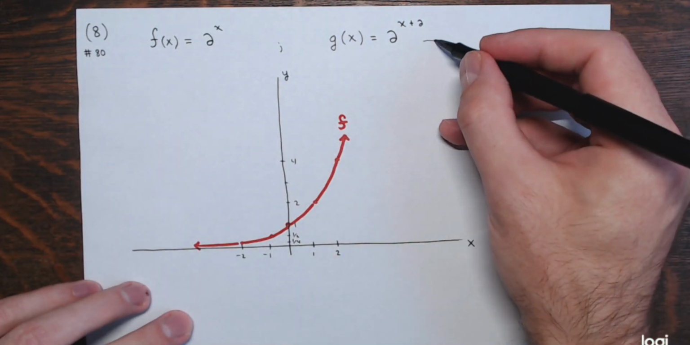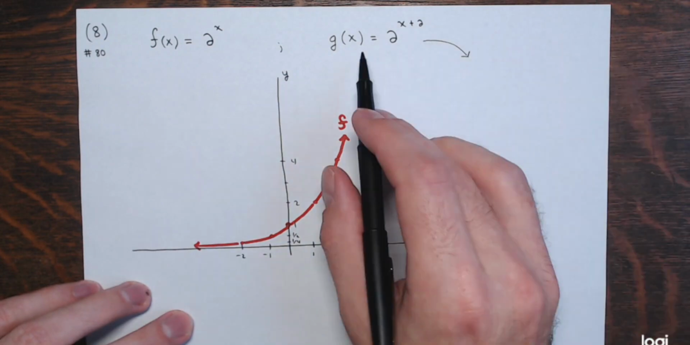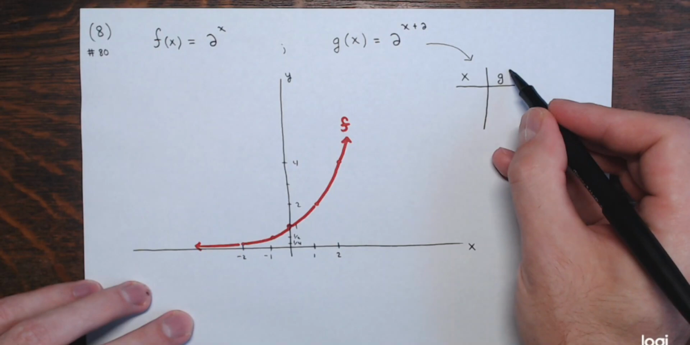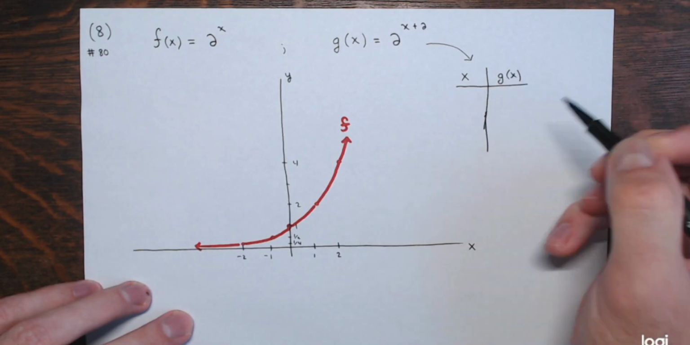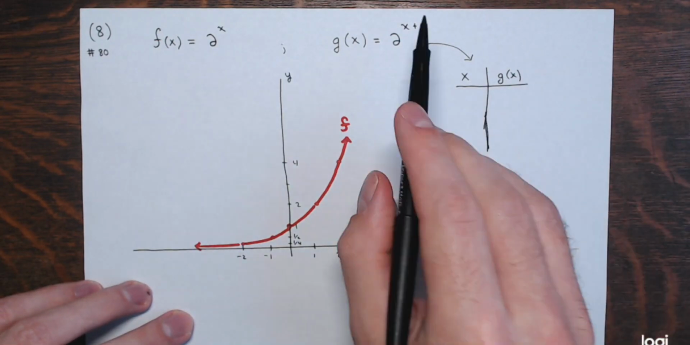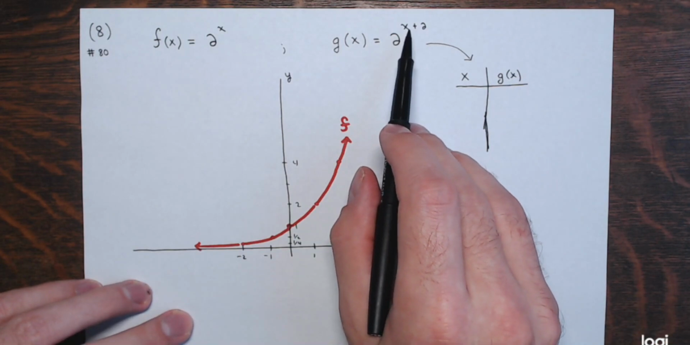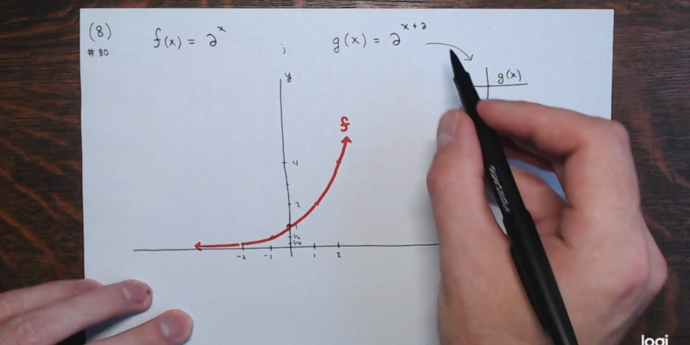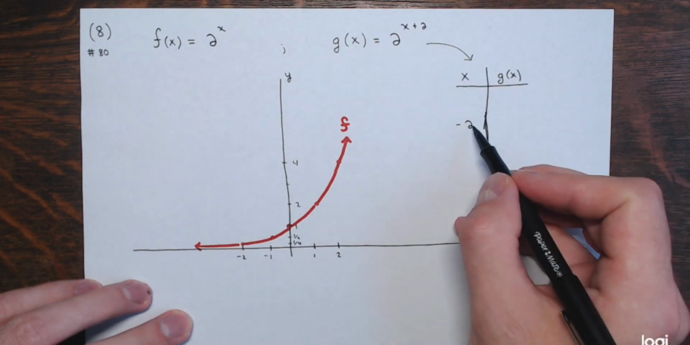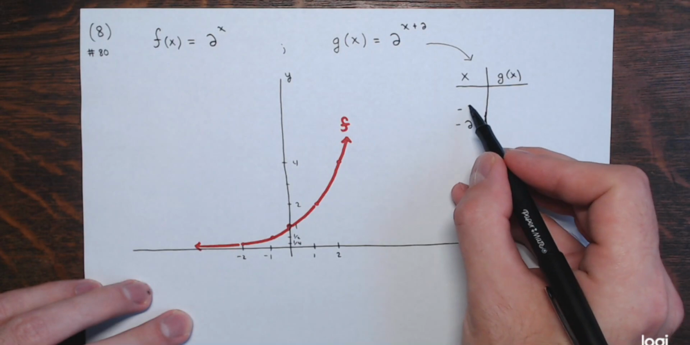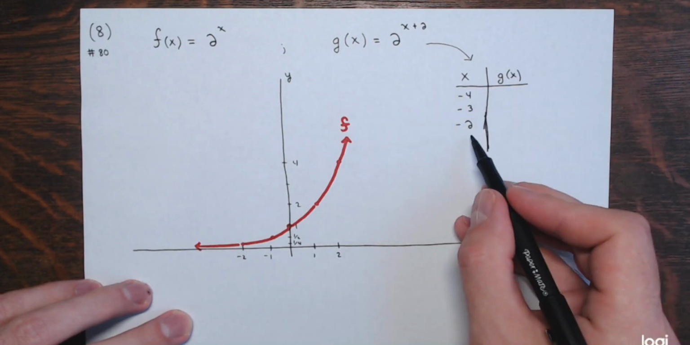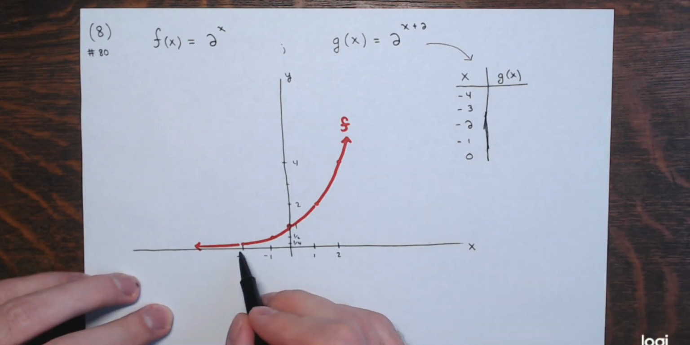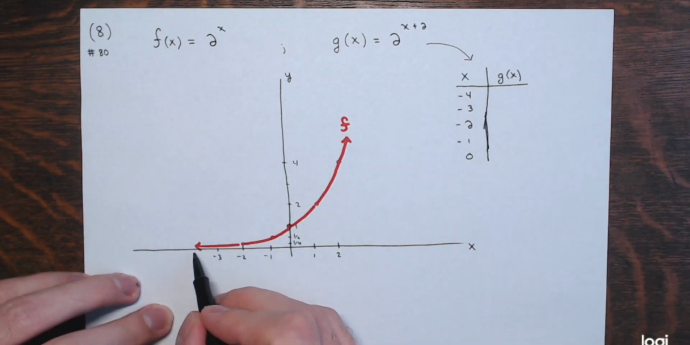All right, and then like I did with the last example, I'm going to make a little table for g. We have input x, output g of x. All right, and then once again, I'm going to think, what value of x would give me 2 to the 0 power? Well, if x were -2, right, -2 plus 2 is 0. And then I'll go 2 integers below that, -3, -4, and then 2 integers above that, -1 and 0. All right, so for this, I'm plugging in 0, -1, -2, -3, and -4.